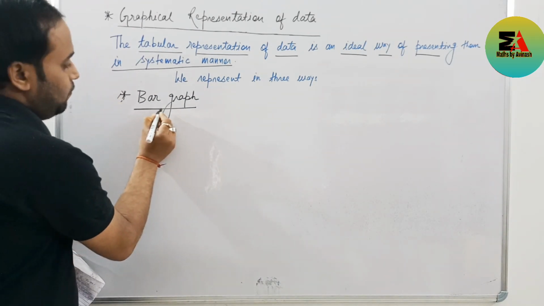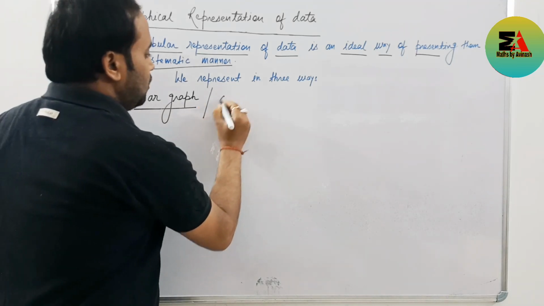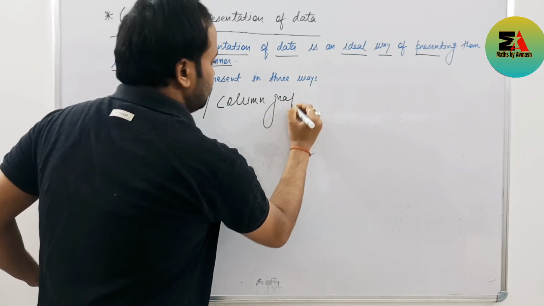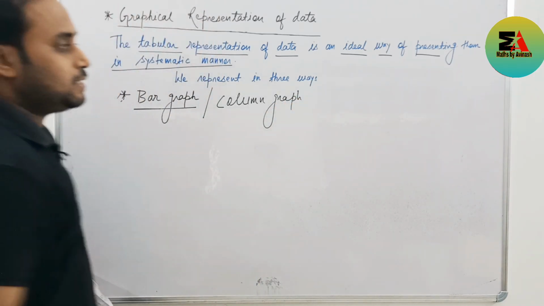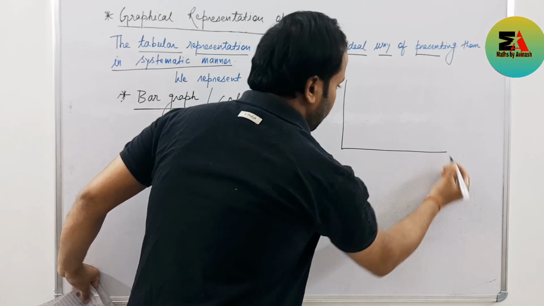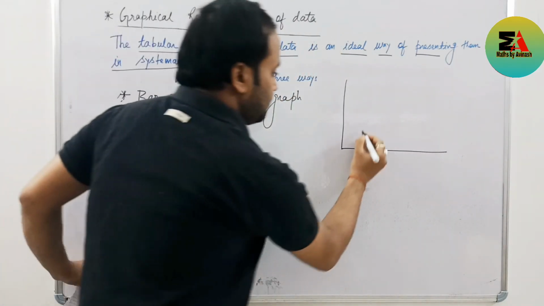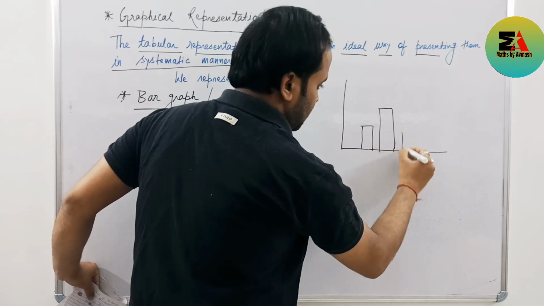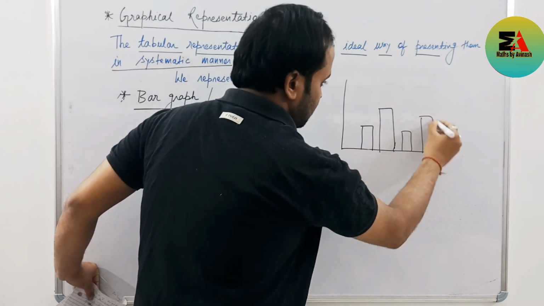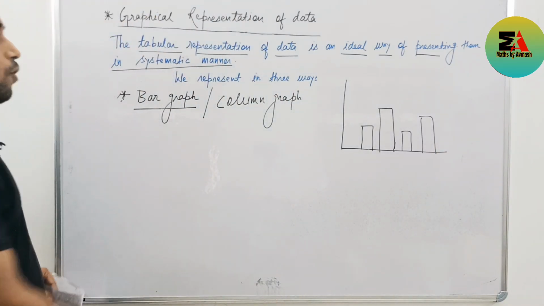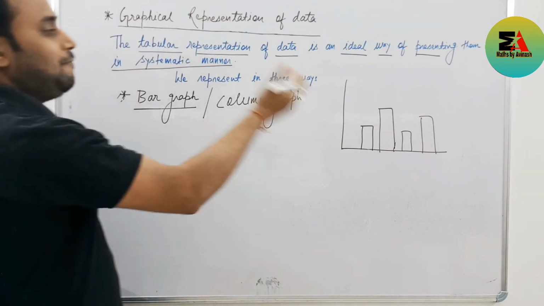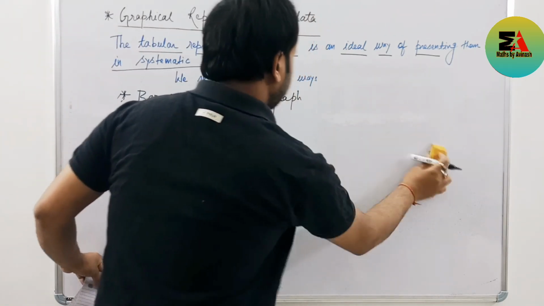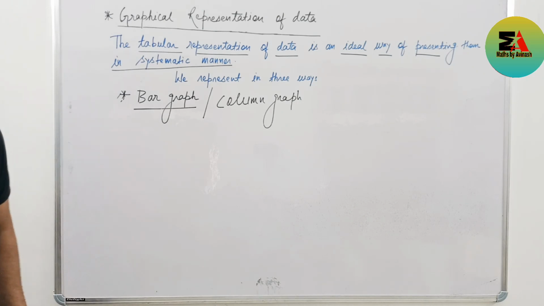The name is clear from bar. Bar graph, or its second name, column graph. Bar graph means we present the data in the form of bars. Bars look like this. This is known as bar graph or column graph. How do we present the data in a bar graph?